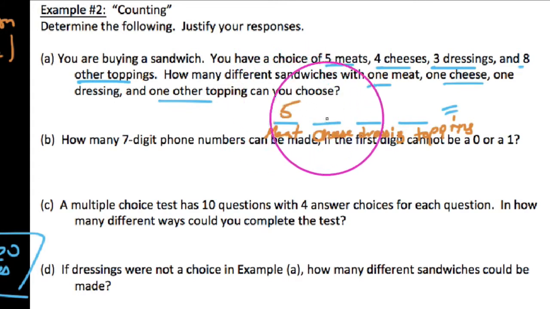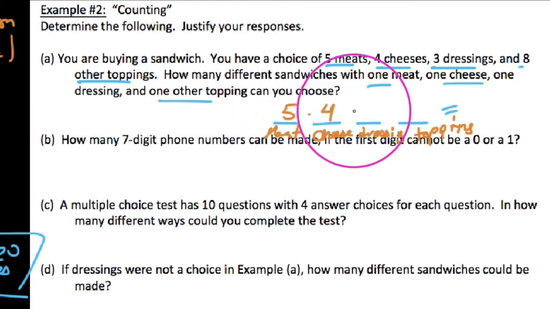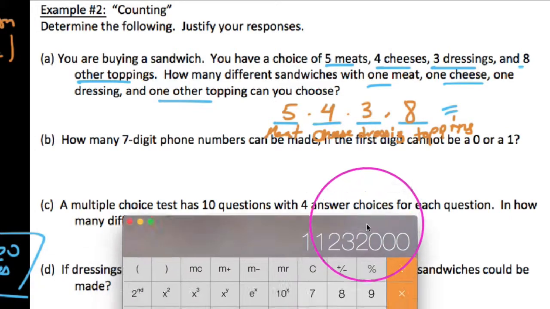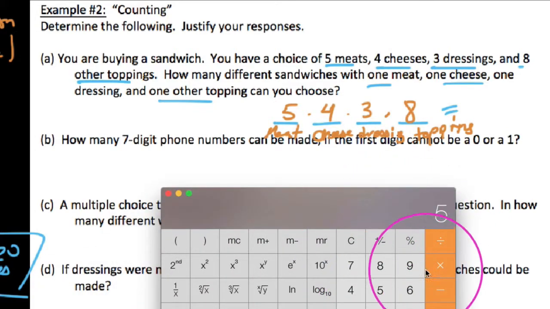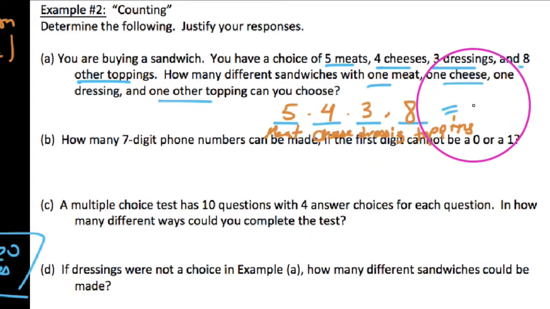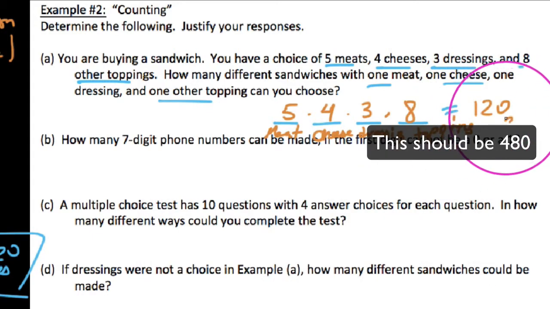We could just say multiply the number of ways each thing can happen together. So we say 5 ways this can happen times 4 ways we could choose a cheese, 3 ways we could choose a dressing, and 8 ways we could choose that final topping right there. So we say 5 times 4 times 3 times 8. We would get 480 different possible outcomes for making a sandwich here.